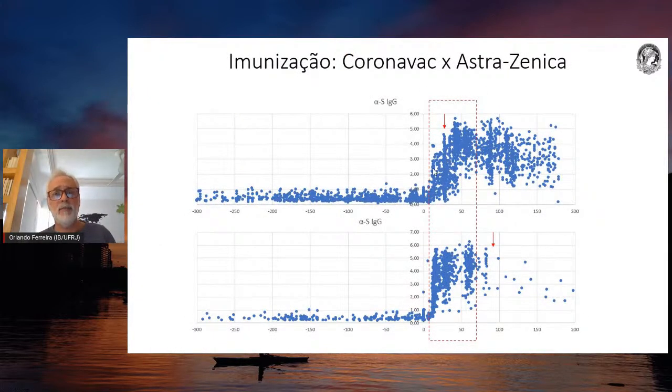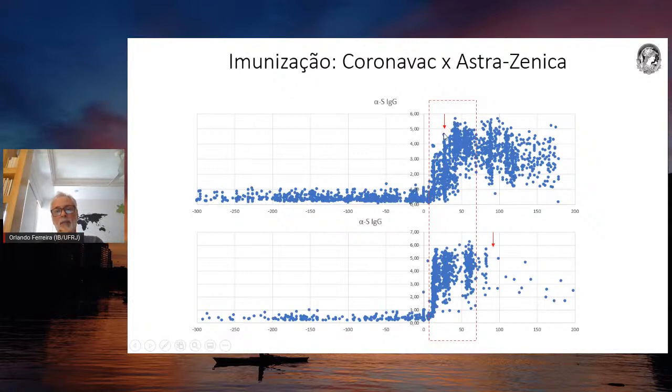So yes, there are differences between the vaccines, and here is just to show the extended data on these 2 cohorts. This is immunization with CoronaVac and AstraZeneca only. The red arrow shows the time of the second dose for CoronaVac and AstraZeneca, and the decay of antibody from the peak of the antibody in these 2 vaccines.